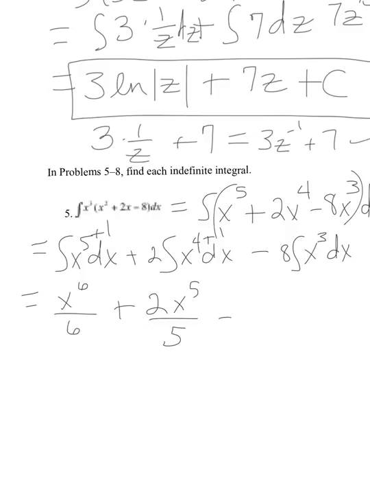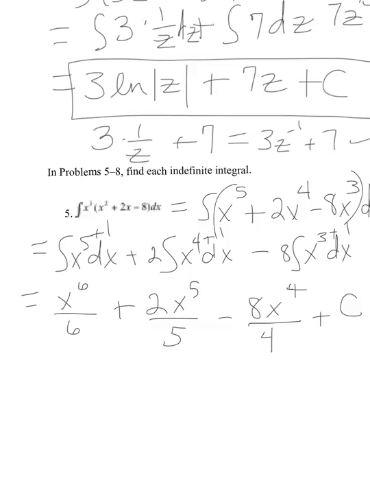Now I need my minus sign. Here's my 8. And how do you integrate x to the 3rd? X to the 4th, because 3 plus 1 is 4. And then divide by that new exponent, which is 4. And then I know I have a plus c at the end, right?